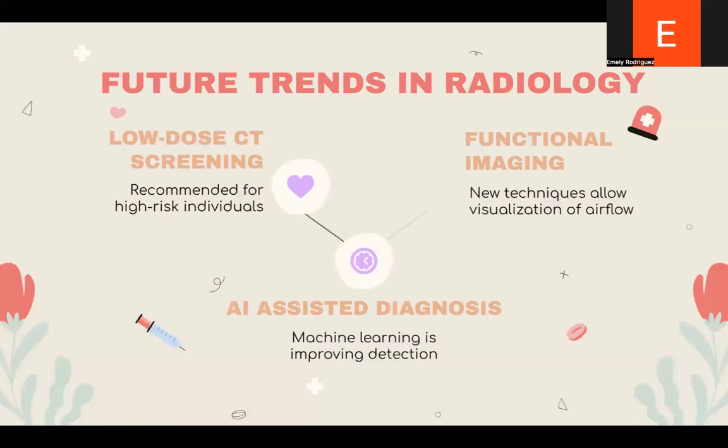Of course, there are future trends in radiology. One of them is low-dose CT screening, which can be used for lung cancer screening in high-risk patients like long-term smokers. Secondly, we have functional imaging, which means new techniques like functional MRI, which can visualize airflow and lung function, offering exciting possibilities for the future. And of course, we have AI-assisted diagnosis, which helps radiologists detect diseases early and more accurately.